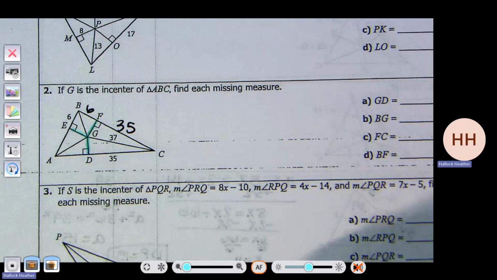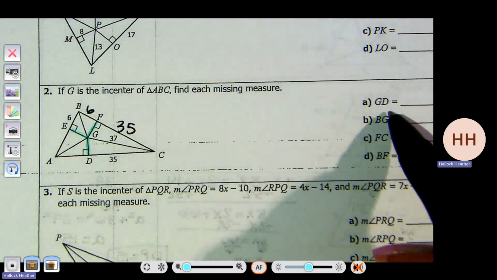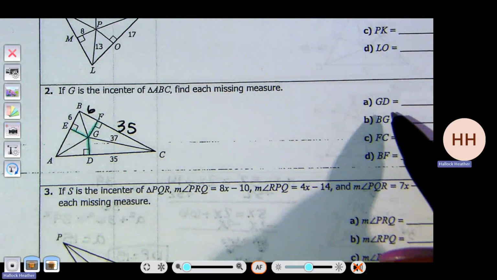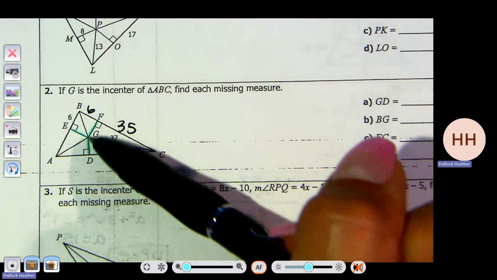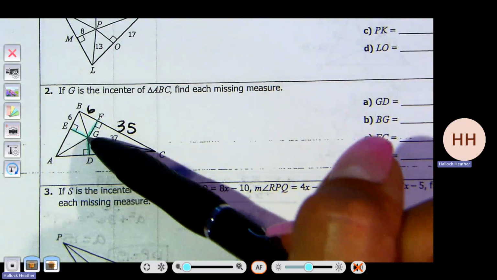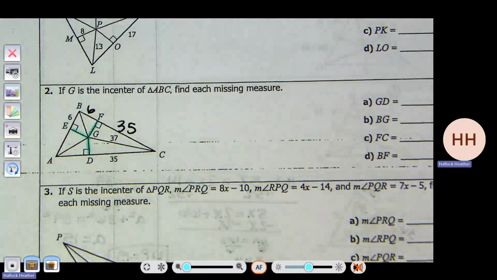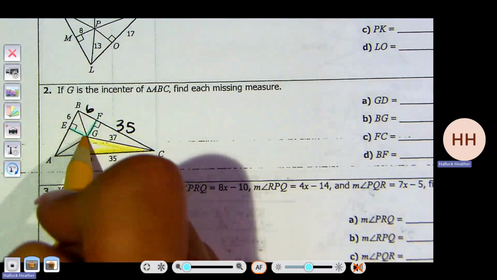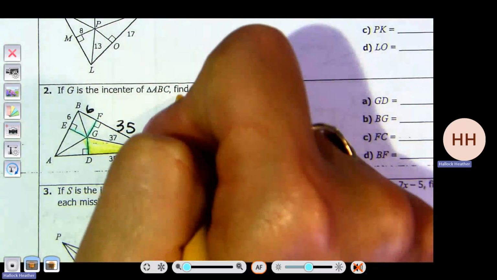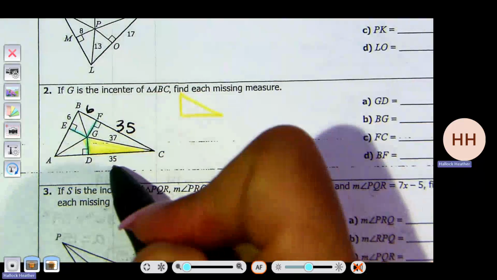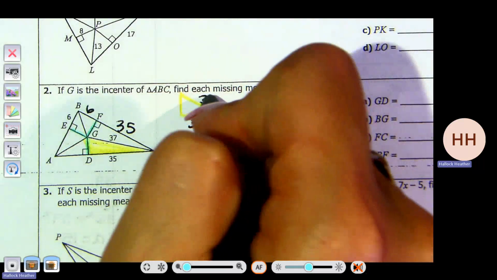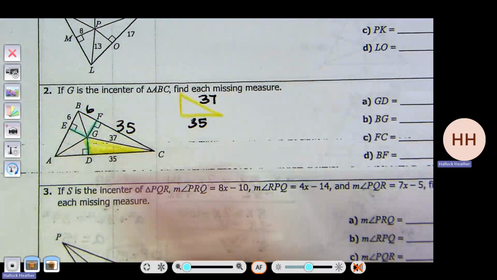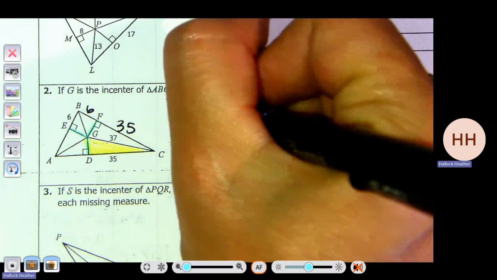So G to D, do I have a number already there? No. How could I find that length or the height of the triangle? Pythagoras, he's back. Okay, so we're gonna make a Pythagorean theorem problem. 35 is the bottom. 37 is the hypotenuse. I'm trying to find either A or B.